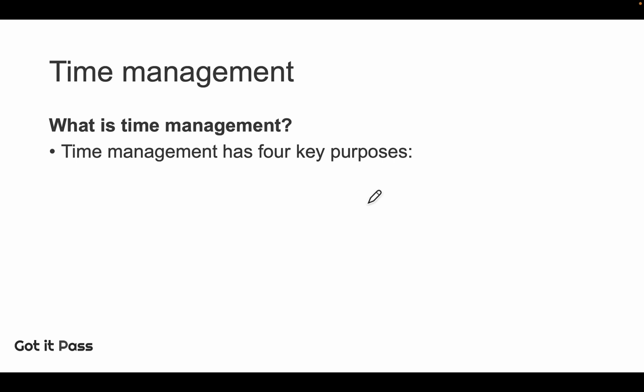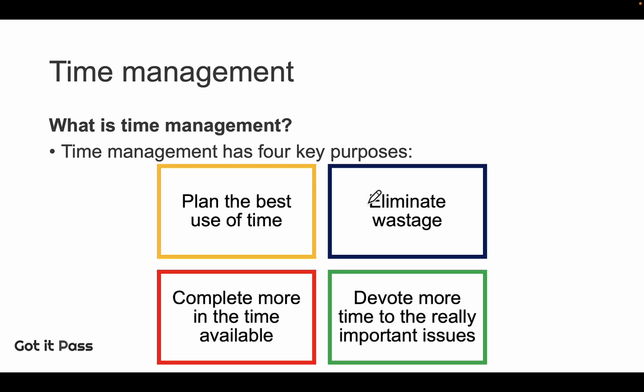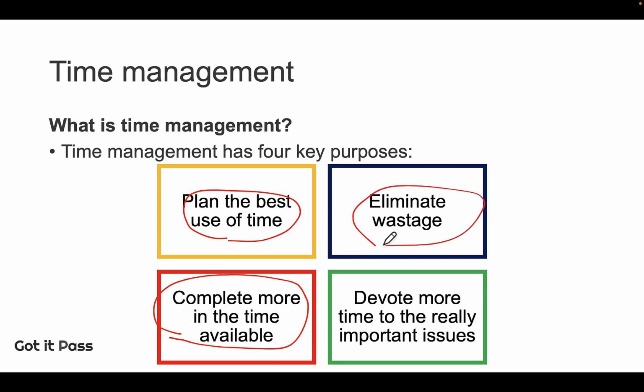And we have 4 key purposes of time management. First, plan the best use of time. So, planning. Next, complete more in the time available. So it's about productivity. The third purpose is to eliminate wastage. So it's about efficiency, how efficiently you use your time. And the fourth purpose here is to devote more time to the really important issues. So it's about whether you know how to prioritize your tasks in order to do the important issues.